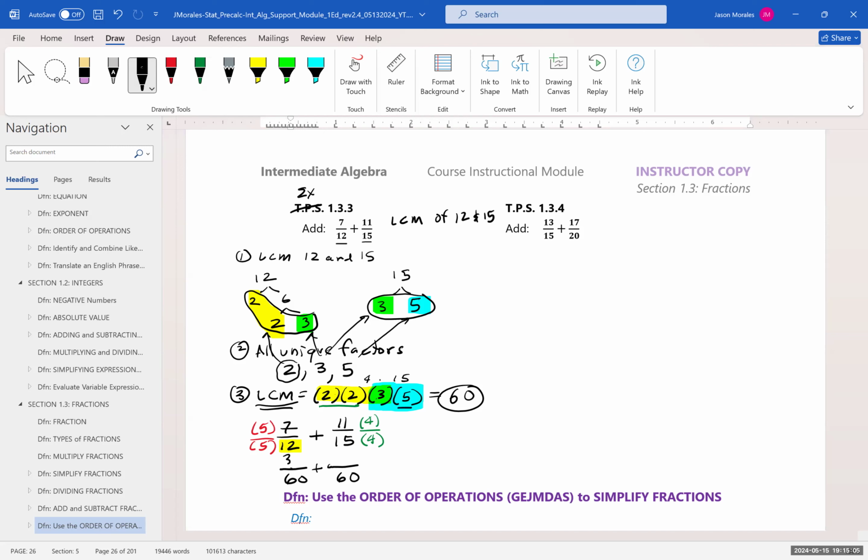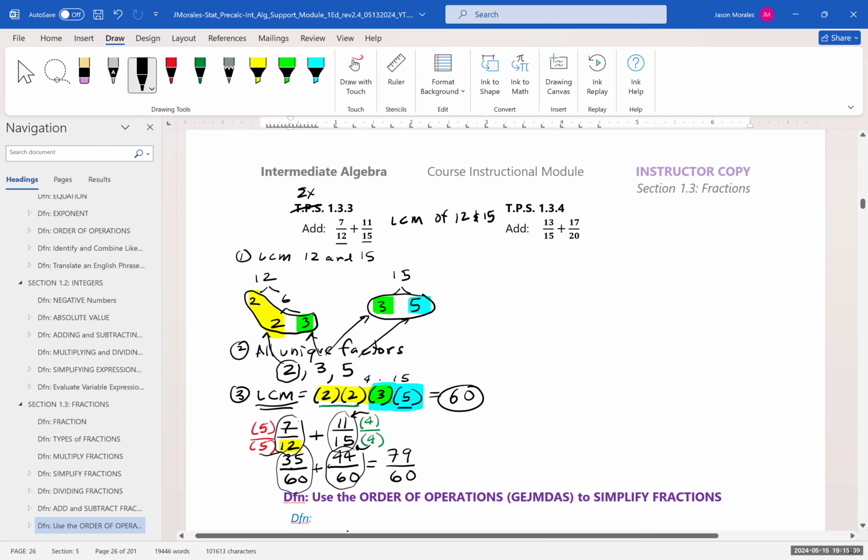And 5 times 7 is 35. 5 times 12 is 60. 4 times 11 is 44. And 4 times 15 is 60. So now we've converted 7/12 into 35/60 and 11/15 equivalently into 44/60. And now we can add 35 and 44 together to give us 79/60. And I'll go ahead and leave this as an improper fraction. That is how we add those two fractions together by finding a least common multiple of their denominators.